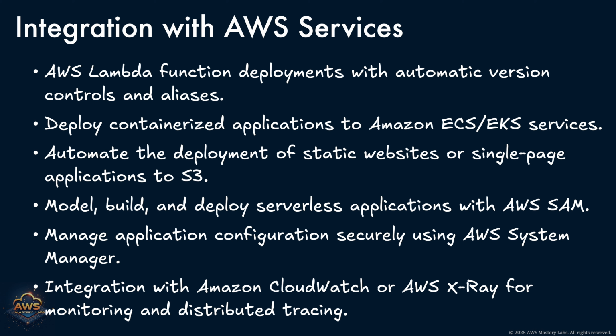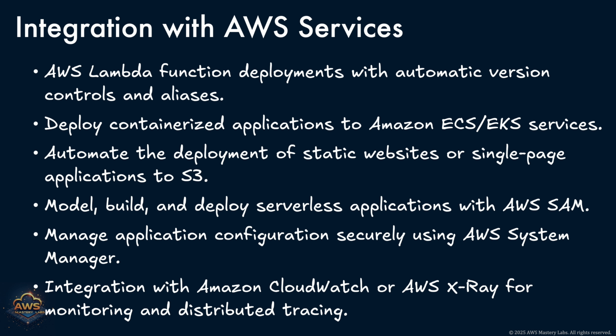One of the key strengths of the AWS Developer Tools ecosystem is how seamlessly it integrates with the broader range of AWS services. Let's start with AWS Lambda. With CodePipeline and CodeDeploy, you can automatically deploy updates to your Lambda functions. Each deployment supports versioning and aliasing, allowing for safe rollbacks and blue-green deployments, ideal for serverless workloads that require agility and precision.